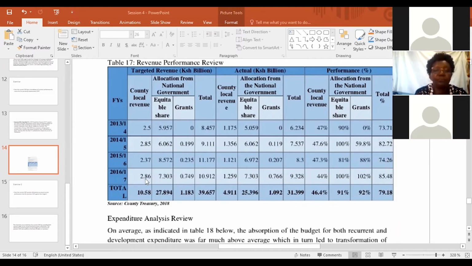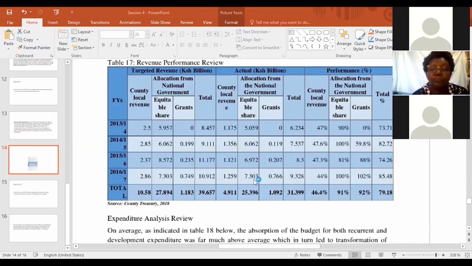And then with regard to 2016-2017, they had estimated that the target revenue that they are going to collect is 2.86 billion. The equitable share, they put it at 7.303 billion. Okay, that they are going to get from the national government. And then the grants 0.749. So which brings the total to 10.912 billion. If we look at the county local revenue, they only collected 1.259, and yet they expected to collect 2.86.